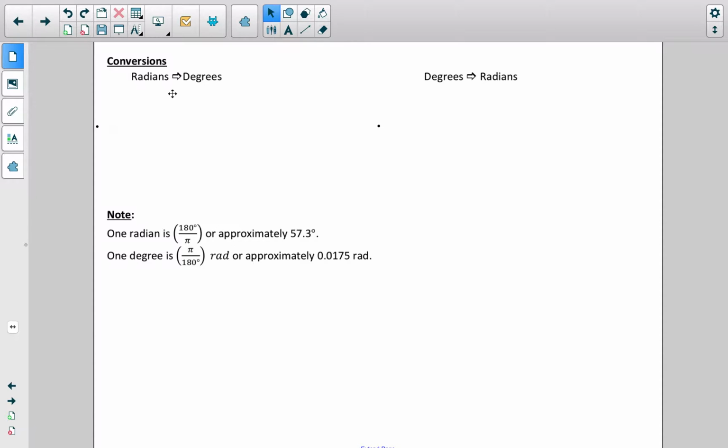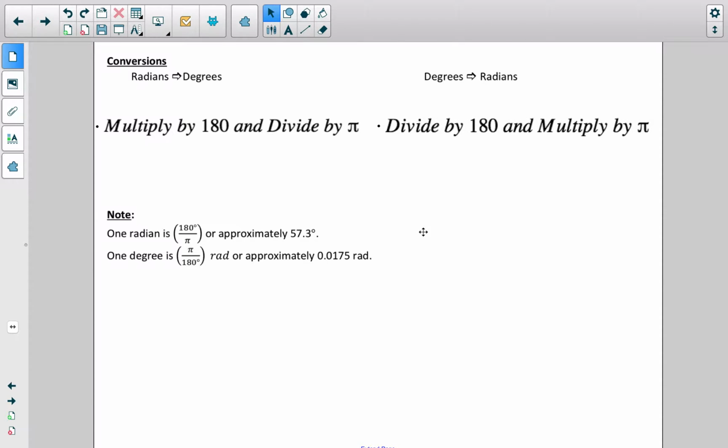Now the conversion from radians to degrees is quite easy. To go from radians to degrees, we just multiply by 180 and divide by pi. Now to go from degrees to radians, which is probably more important and you need to know how to do more readily, we divide by 180 and then multiply by pi. Just a side note, 1 radian is about 57 degrees, and 1 degree is about 0.017 radians. Okay, it's not really anything that you need to memorize, but it is just showing the two different conversions.